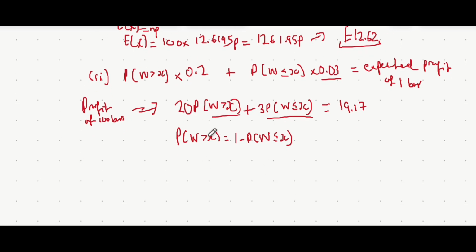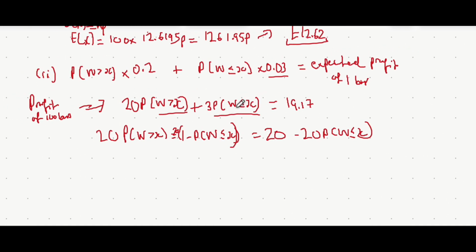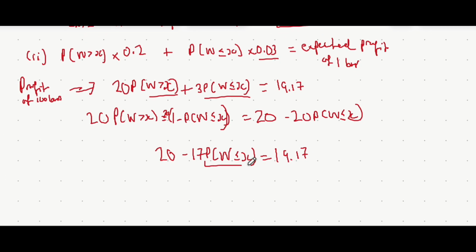So this is going to be 20 multiplied by the probability of weight being bigger than x, which is 20 multiplied by all of this. So that's 20 minus 20 times the probability of the weight being less than or equal to x. If you add on to that 3 times the probability of weight being less than or equal to x, you'll get minus 17 of this. So you have 20 minus 17 times the probability of weight being less than or equal to x is equal to 19.17.